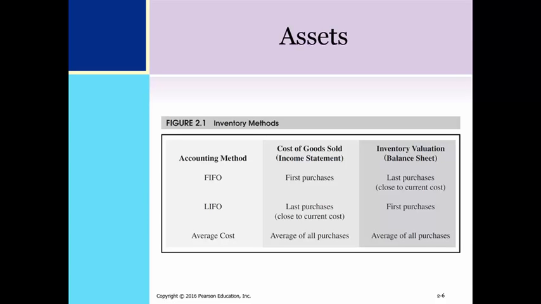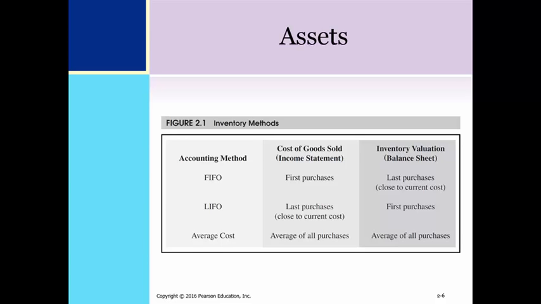LIFO stands for last in, first out. This means that it is assumed that the last goods acquired will be the first goods sold. Therefore, the last purchases or goods manufactured will be reported as cost of goods sold, while the inventory account on the balance sheet will include the first purchases or goods manufactured.